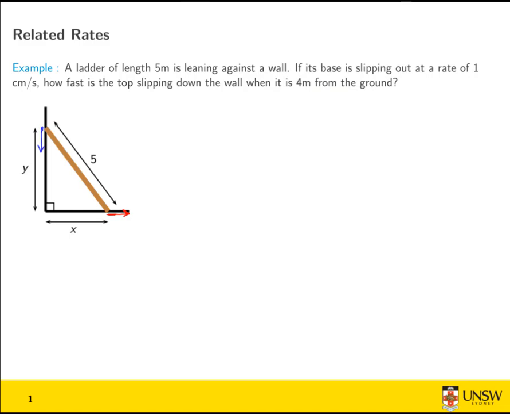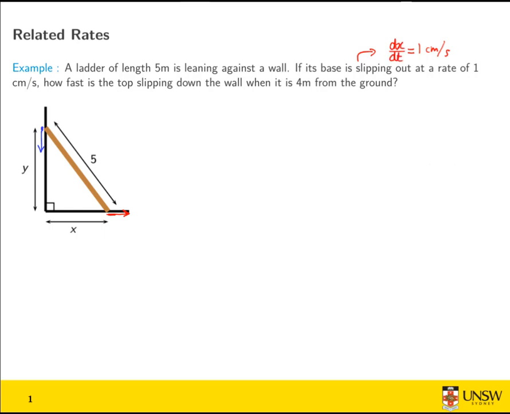The first thing we will do is to rewrite the question and the answer in mathematical terms. For example, we're told that the base is slipping out at a rate of 1 centimeter per second. So 1 centimeter per second. But what is equal to 1 centimeter per second? This 1 centimeter per second measures how x changes with time. I can see this if I look at the unit: centimeters per second. It's a distance divided by time. So we're measuring how x changes with time. So that's going to be dx dt.